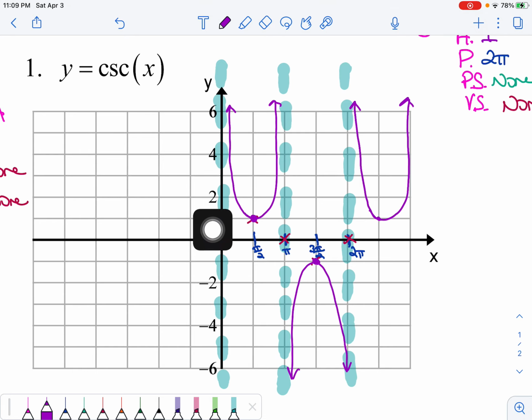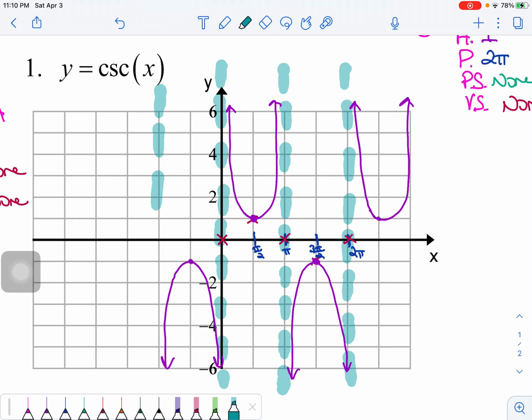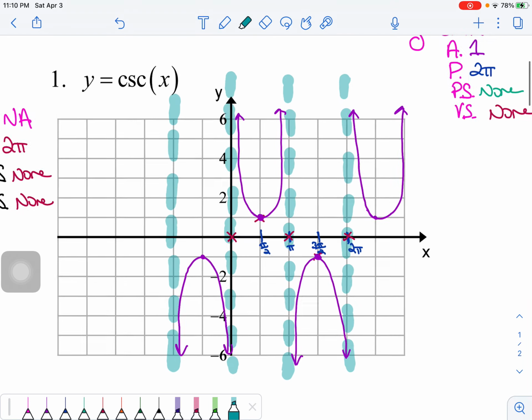And then I could continue it to the negative side. So sine would have its next critical value down here at -1, and we would have a vertical asymptote here. And so we can just keep drawing this.